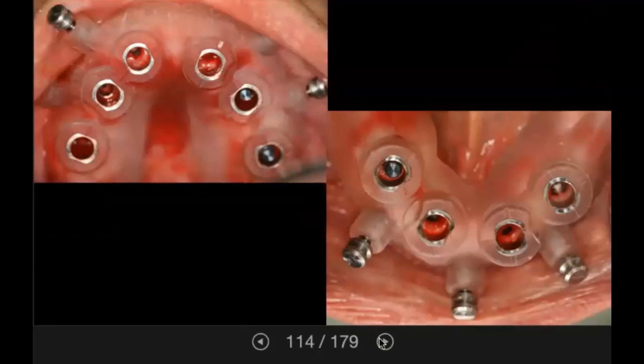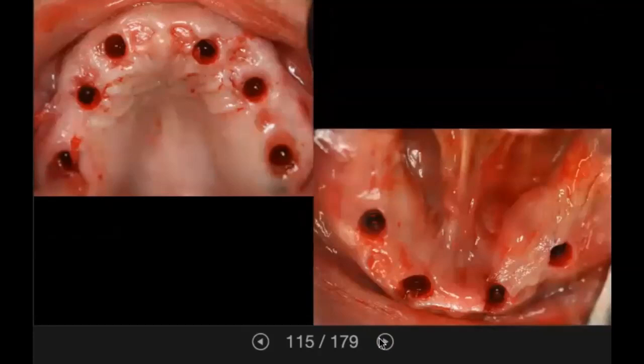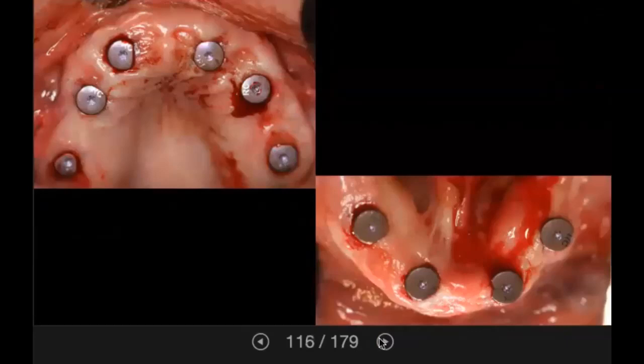A 6 millimeter tissue punch is used to remove tissue surrounding each implant prior to the placement of stock healing abutments. 6 millimeter diameter stock healing abutments are used to shape the tissue prior to locator abutment impressions.